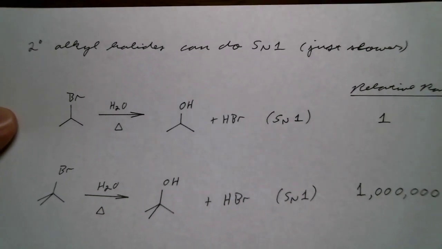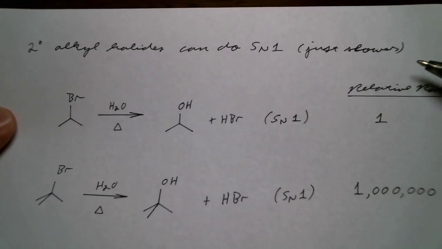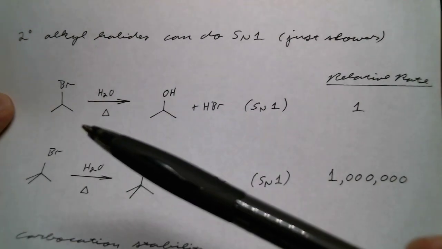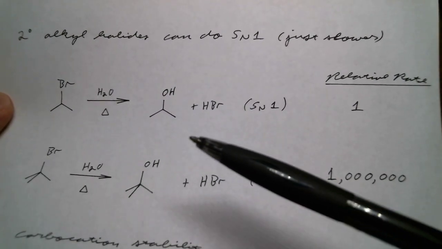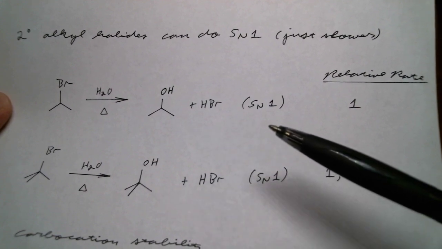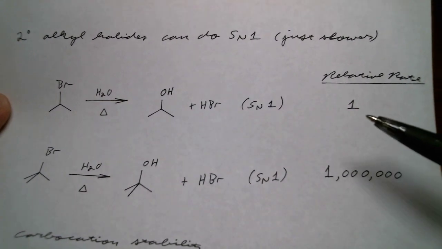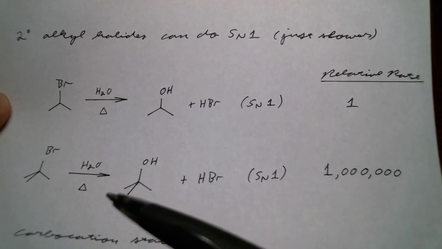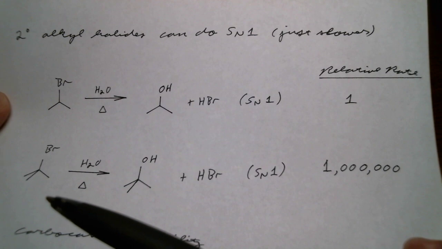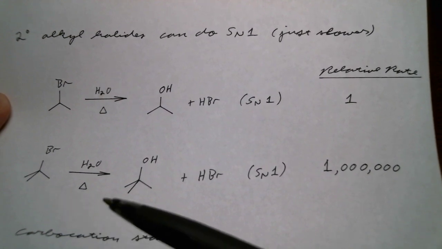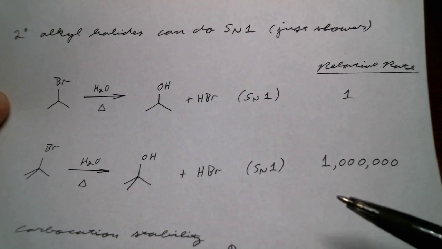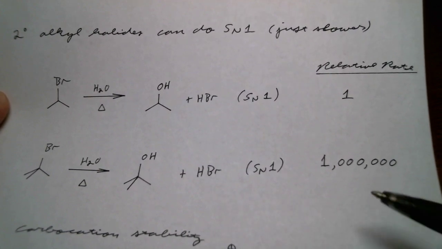Secondary alkyl halides can also do SN1. They are just slower. So here we've got isopropyl bromide and water. We're forming isopropanol and HBr through an SN1 mechanism. The relative rate is 1 compared to tert-butyl bromide, so our 2-bromo-2-methylpropane in water forming tert-butyl alcohol and HBr, that relative rate is 1,000,000.